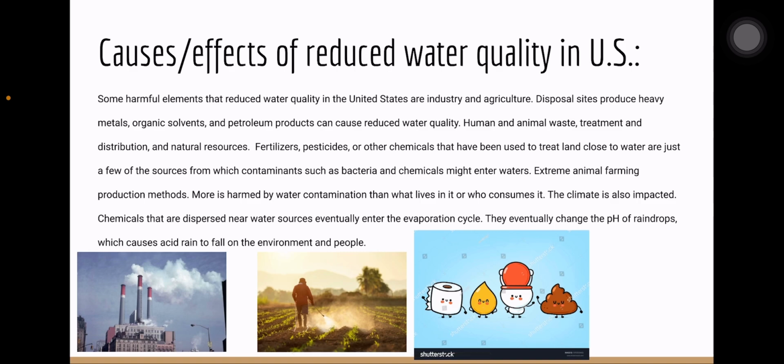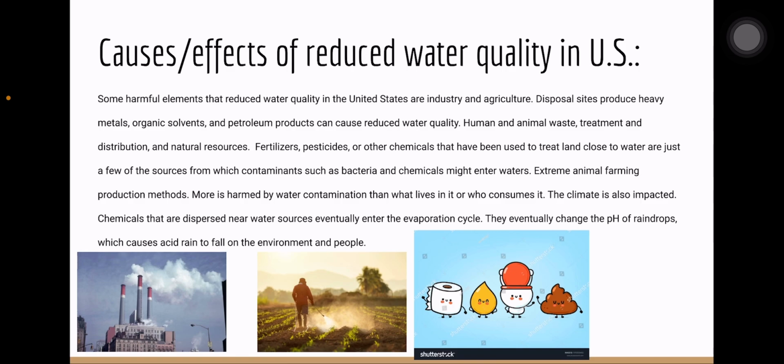Causes and effects of reduced water quality in the U.S. Some harmful elements that reduce water quality in the U.S. are industry and agriculture. Disposal sites produce heavy metals, organic solvents, and petroleum products. This can cause reduced water quality.